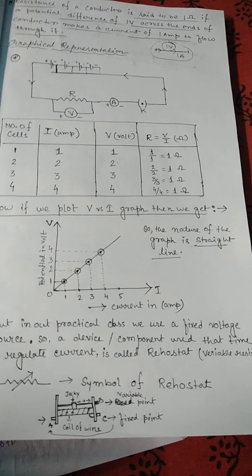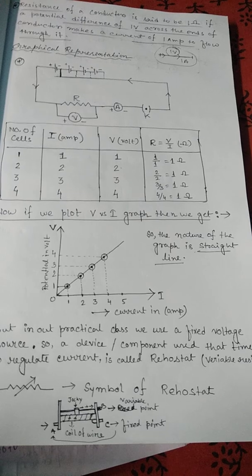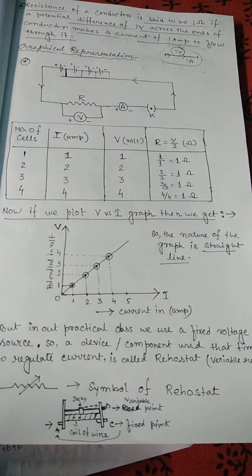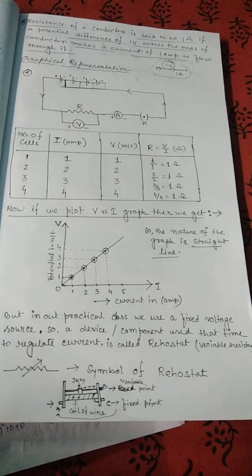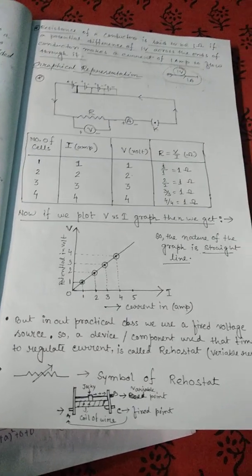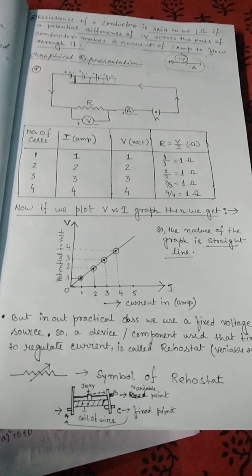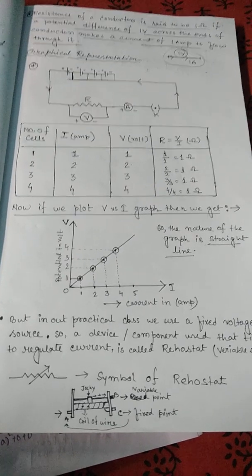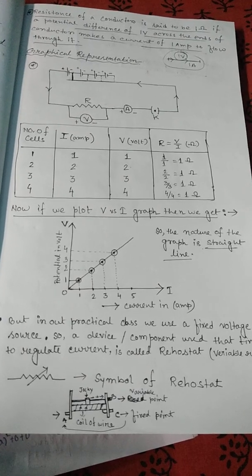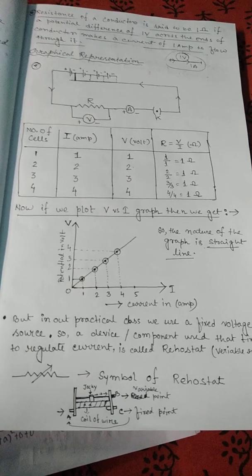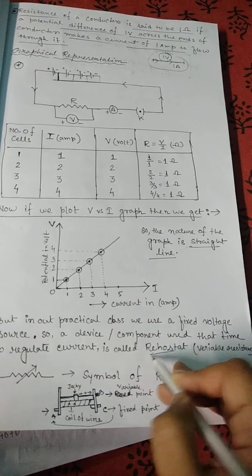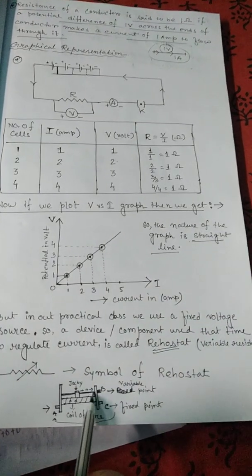We use a device at that time which regulates the current, and that device is called a rheostat. Rheostat means variable resistance. As we vary it, we get different potential difference and different current also. So in practical class we use this device, the rheostat. It looks like this.